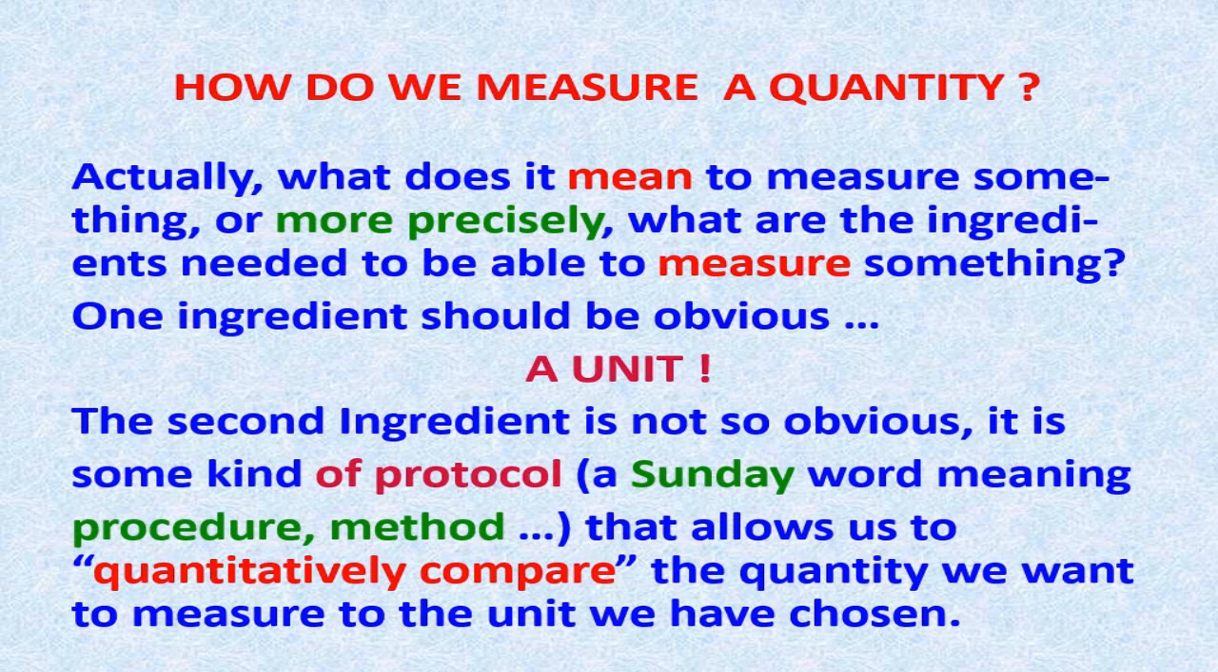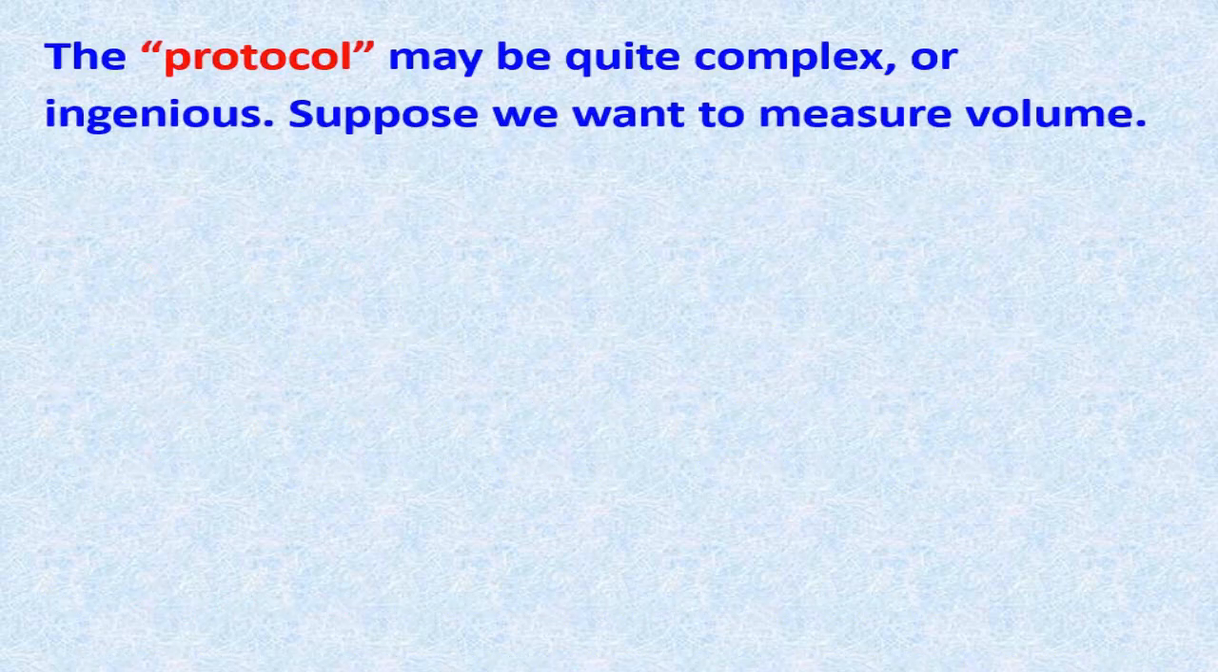So, that is the second ingredient that allows us to quantitatively measure the quantity we want to measure to the unit we have chosen. Say, for example, protection factors. For example, the SPF, the sun protection factor. Assay protocol ang tawag doon. Yung paano gagawin, yung paano mag-measure ng isang survey, paano mag-measure ng isang observation sa isang experiment. So, there are quite a lot of protocols that are complex and ingenious.